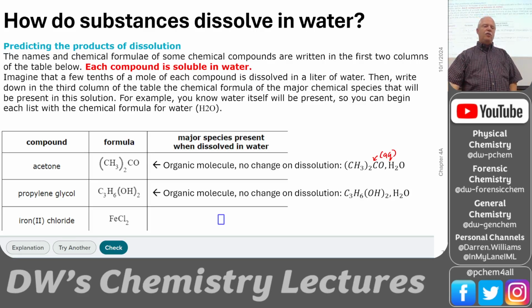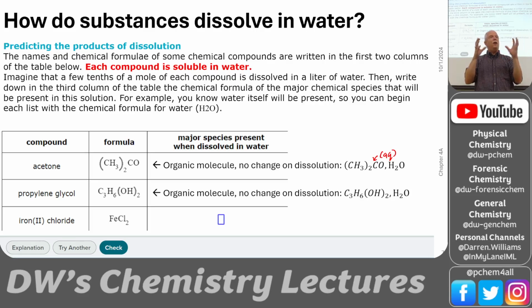What about iron 2 chloride? Okay, it says up there that all these compounds are soluble in water. So this is an ionic substance. When ionic substances go into water, if they're soluble, they break into their ions. So water actually tears this substance apart. If we have an iron chloride crystal and drop it into water, then the water is going to tear it apart.